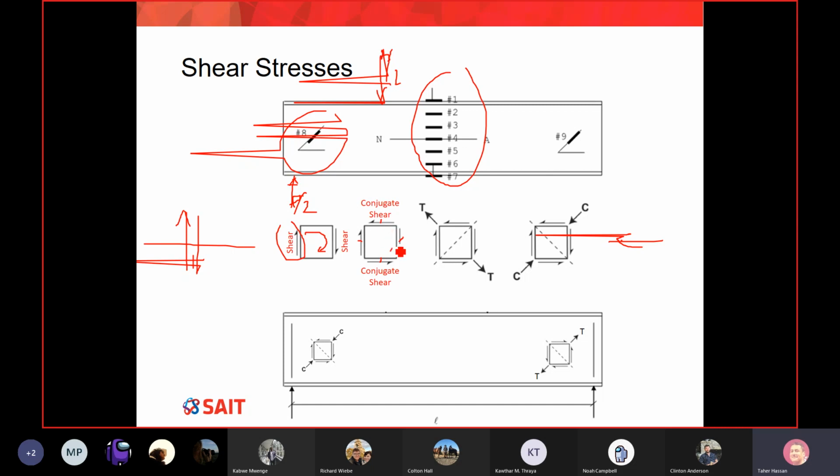So I'm going to show you, this arrow here shows you the moment from the conjugate shear, while this arrow here gives you the moment due to the shear. You think they are opposite, huh? Do you see the directions? They are opposite. Okay, and that's why this element here is stable, it doesn't rotate.